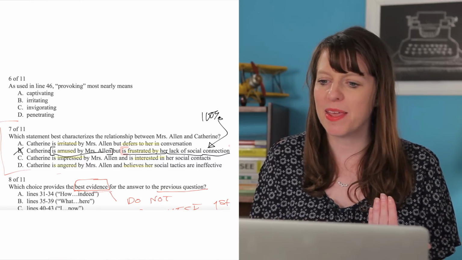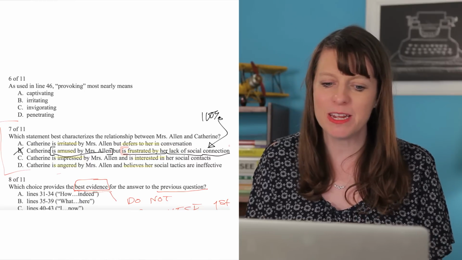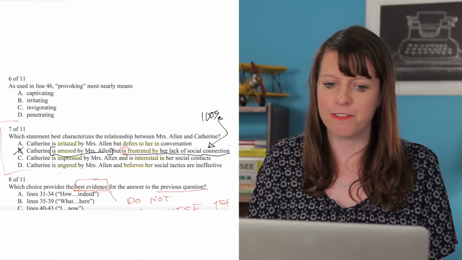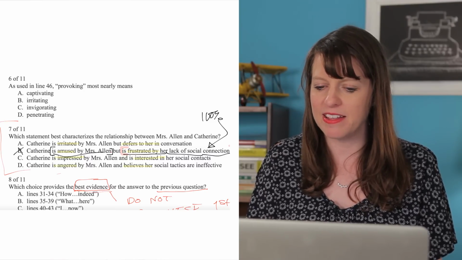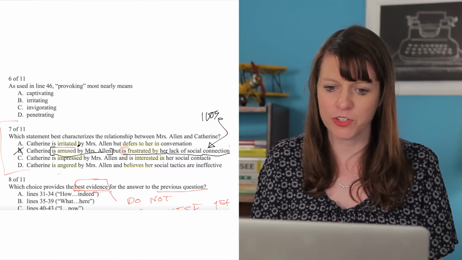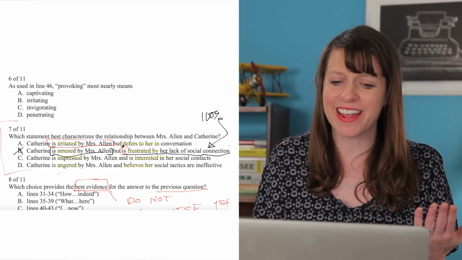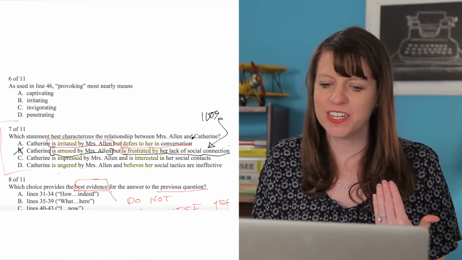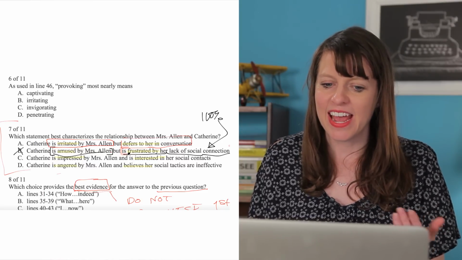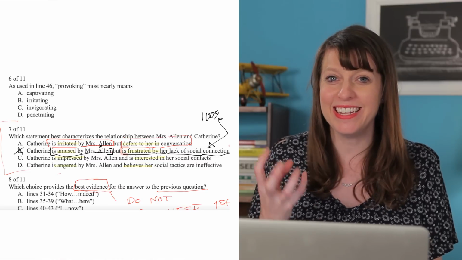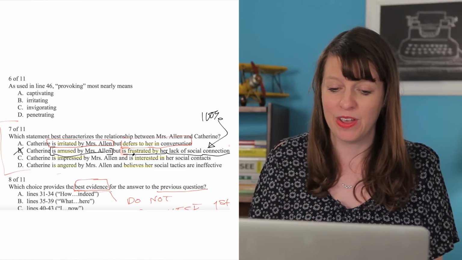You're much better off picking an answer choice that might only feel 70% right on each of the answer choices, but each of the 50-50 is right, and that is this answer choice. So irritated by Mrs. Allen, you can see how frustrated by lack of social connections is another way to say irritated by her, right? So these are essentially the same idea. And this is true. It's not worded as perfectly as this, it's not as specific, it's not as easy to grasp onto, but it's right.